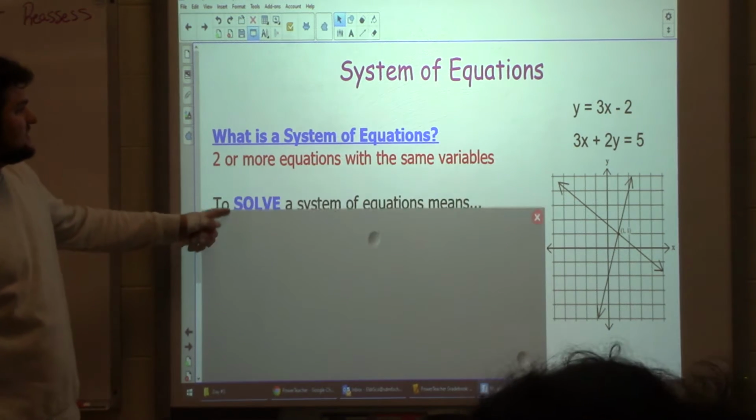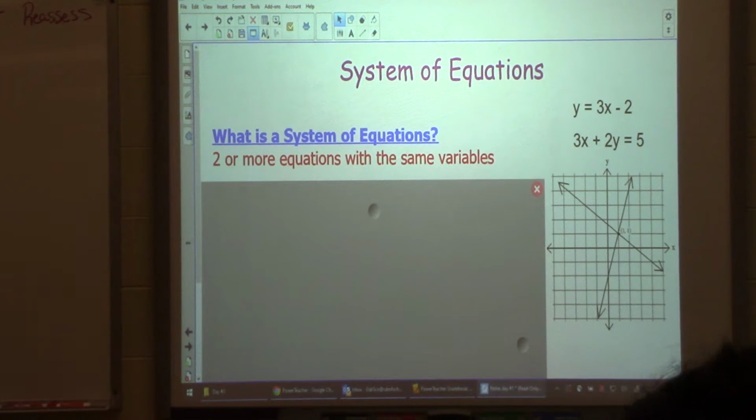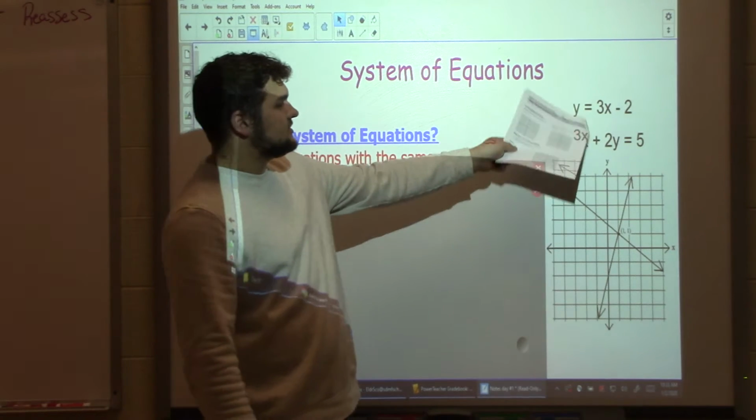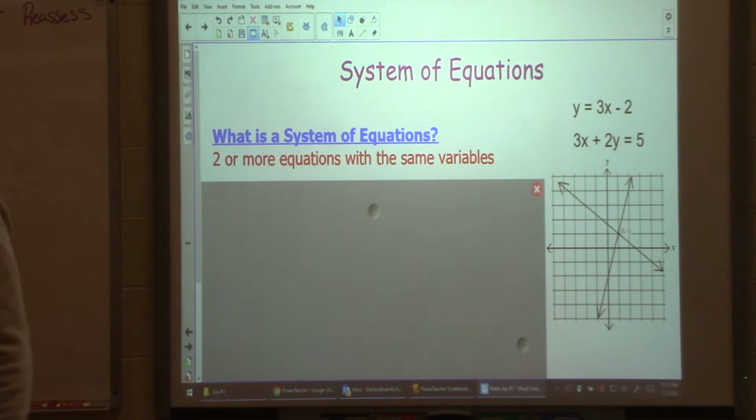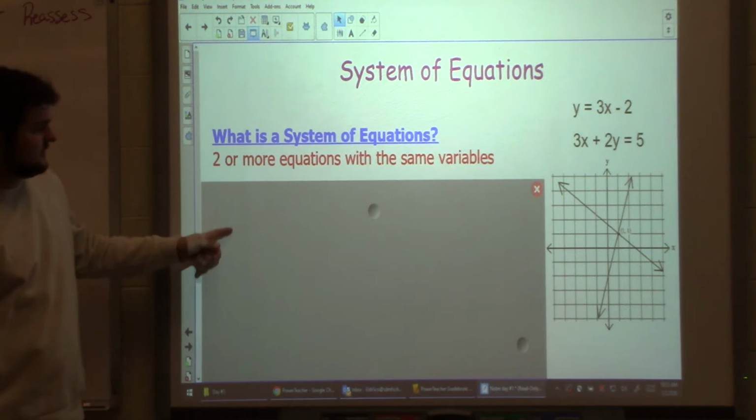So first of all, what is a system? It's that question on your paper right there. A system is 2 or more equations of the same variable. So we have an example on the board for you, right? We have 2 equations. They have the exact same variables. They both have x, they both have y. Anytime we give you a system in this unit, they must have the same variables. They will. We're not going to give you a system that doesn't.